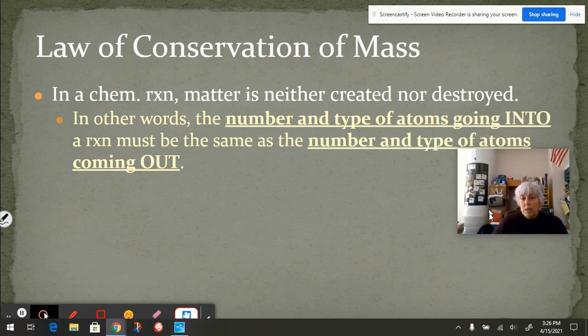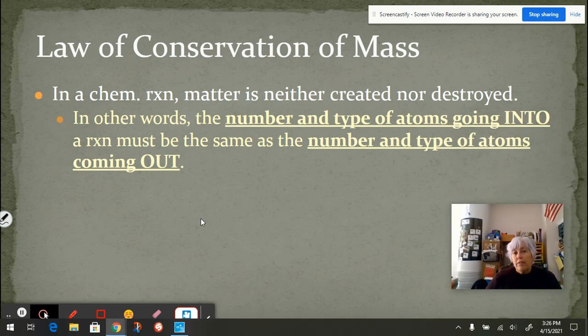Now, this is how we're going to think of it differently. More specifically, when we're balancing equations, we need to know that the number and type of atoms going in is the same as the number and type of atoms going out. Okay, so we can't create something or destroy it. What we start with is what we have to end up with. It can just change the combination of how they're put together. Very much like the law of conservation of energy in physics.